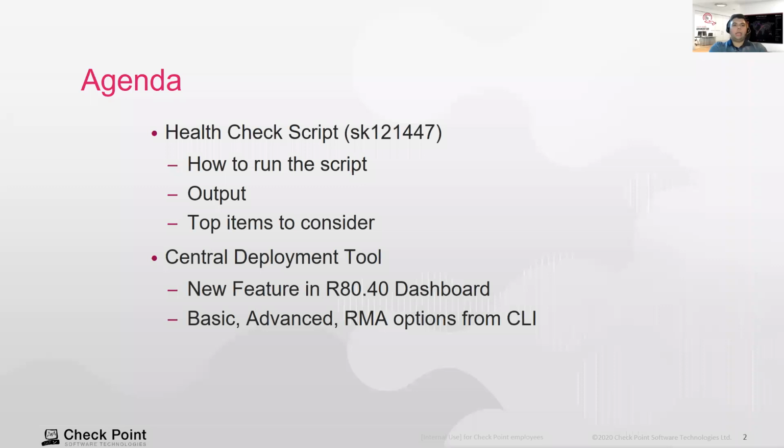Today we'll be talking about the firewall health check script, how you would run it, its output, and then the top items to look at within that output. And then the central deployment tool, the new feature available in the R80.40 dashboard, as well as all three options via command line: the basic, advanced, and RMA.